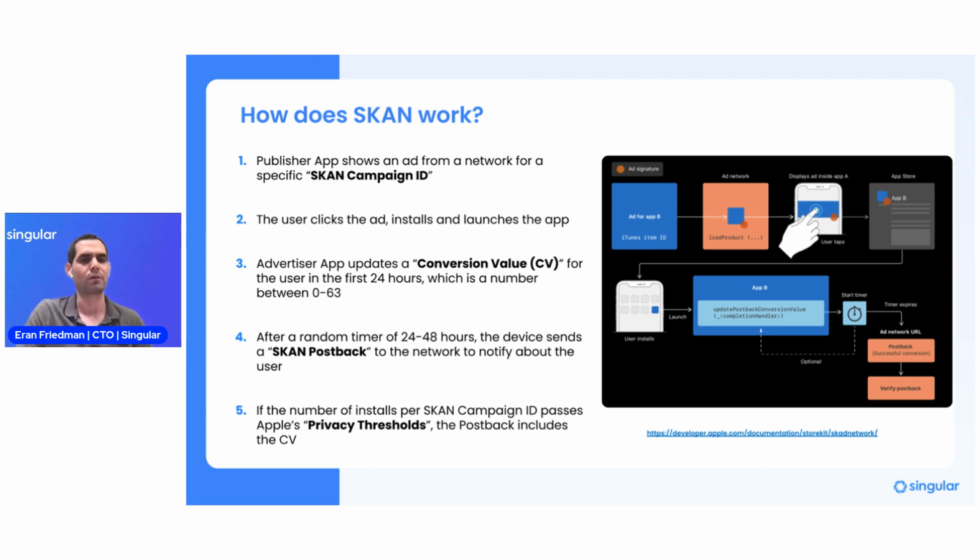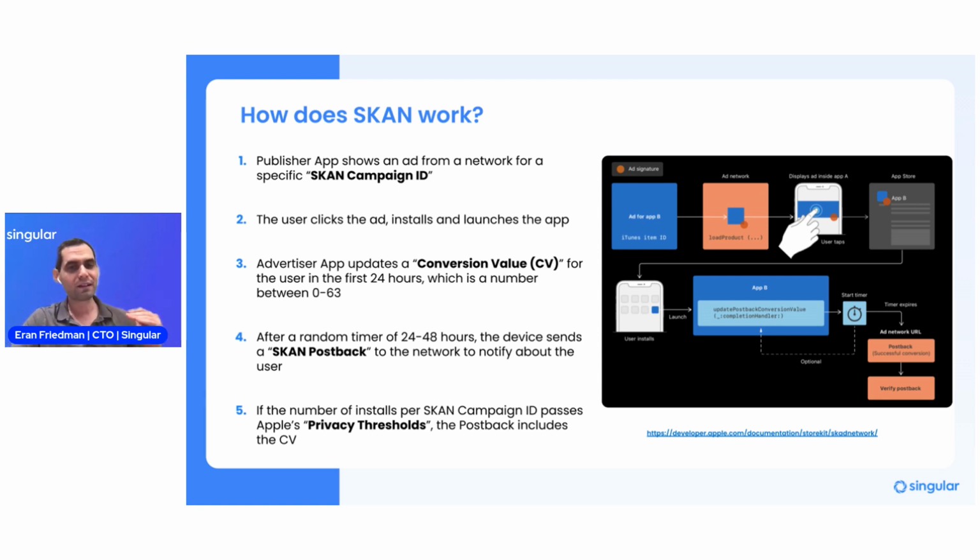We're going to talk about it. So let's say that the user that we've just acquired updated the conversion value with some kind of number. Then there's a random timer that starts in SKAdNetwork that eventually, after 24 to 48 hours, sends a postback, sends a notification to the network telling the network, hey, you got a new user coming from your network with this specific value.